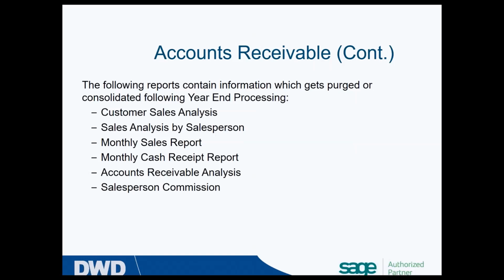So we want to keep an eye on that. Other reports, some of which get their information purged at month or year end: customer sales analysis, a sales analysis by salesperson. Here's a couple more of those monthly reports. They are only viable for the current open month. Once that month closes, the new month starts and that information refreshes. So you want to get those reports before you do the closing of your modules.